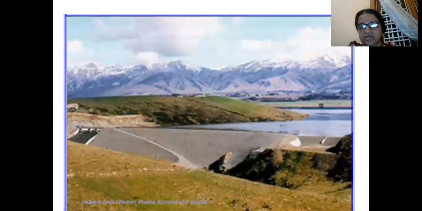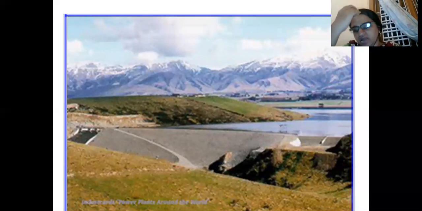This is also another view from a faraway place, showing how the area will be selected. Usually it will be a heightened place like hilly areas, etc.